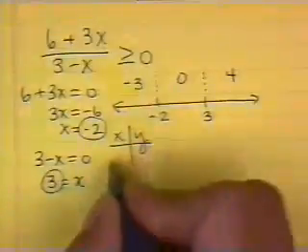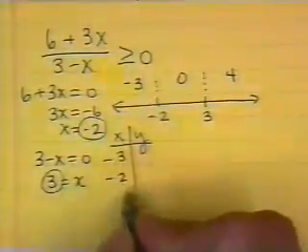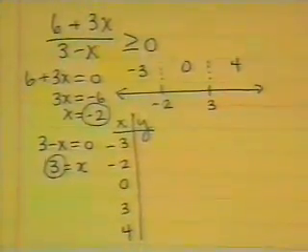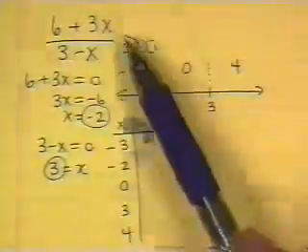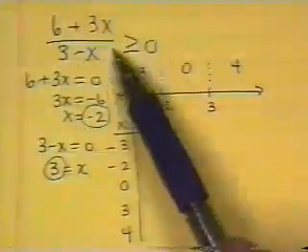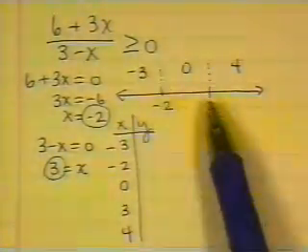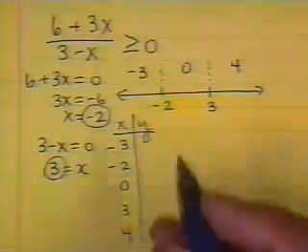Now I'm going to go ahead and put those in, -3, -2, 0, 3, and 4, so that I can start testing. And remember, in testing, all you're really doing is plugging back into the original equation. True statements will warrant it being a solution. False statements mean it's not. So let's take a peek at this one.